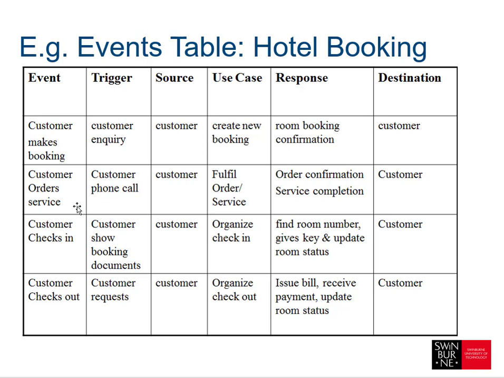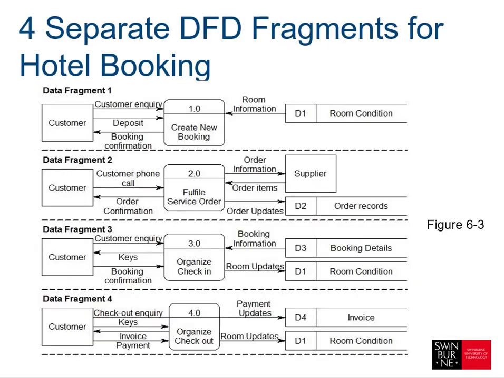The customer calls to order. So the use case or the process is fulfill order, or fulfill the service, right? So if I go through this fragment, the process is there. So I will number it 2, and the customer is the external agent. The customer order goes in, the order phone inquiry goes into the system, so that information, and then the order confirmation goes back to the customer.